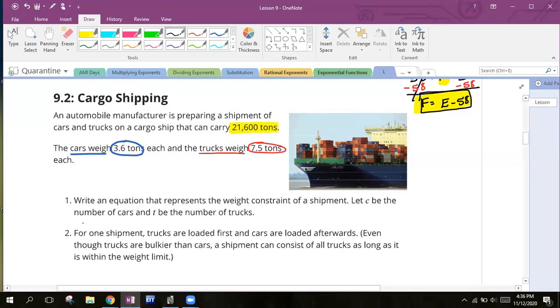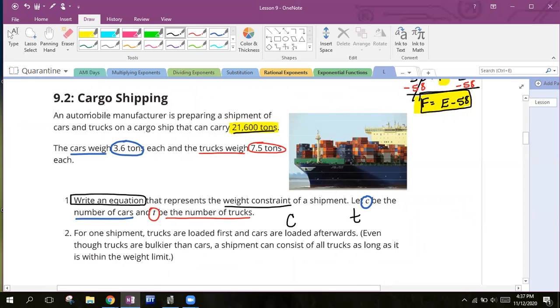It wants us to write an equation, not solve anything just yet, just write an equation that represents the weight constraint of 21,600 for a shipment. Keep in mind, I'm color coordinating. We're going to let C be the number of cars, and we're going to let T be the number of trucks. All right, so if I'm setting up this equation, I already know on this cargo ship that I'm going to be dealing with my cars and I'm going to be dealing with my trucks.